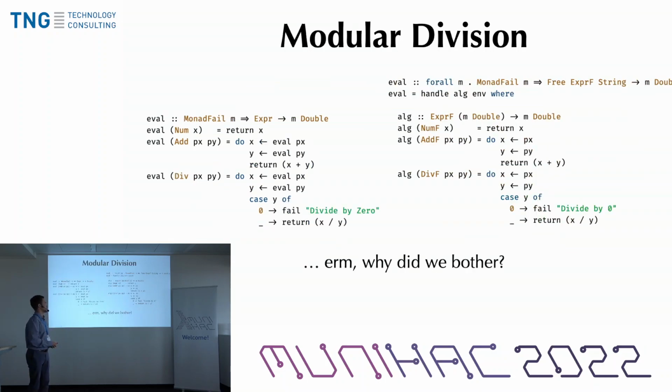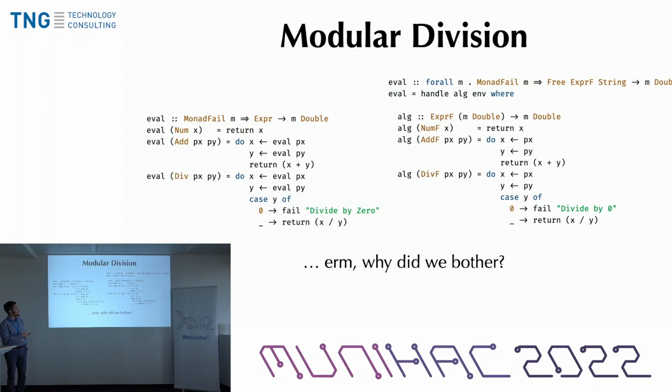I can do something like this. So this is the same code, except this time we're working with the MonadFail constraint. This is the code that we had earlier on from the eval, and this is the new version in terms of algebras, and the code looks basically the same, right? Except now we've got this one extra line up here.